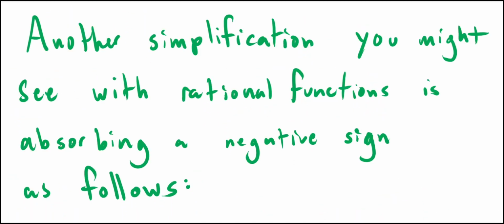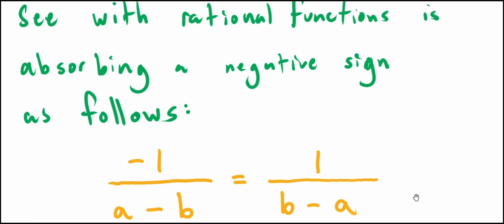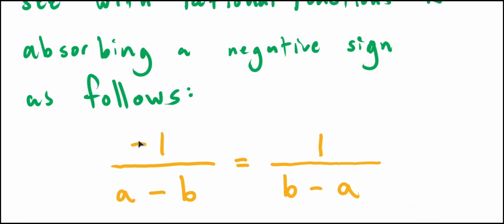Another simplification that you might see with rational functions is the way that a negative sign can sometimes be absorbed into a difference. Let's see how that looks. What we want to notice here is that I had a negative sign on the top. This might have been out front, or it might have been on the bottom. It doesn't really matter where this negative sign was. There's a times minus 1 involved. And notice that I have a difference, a minus b.